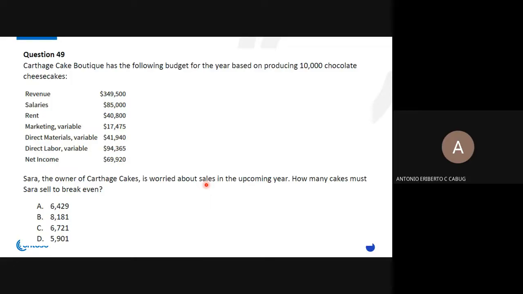Enter your answers now, everyone. So the break even point in sales units is the total fixed cost divided by the UCM. It can be argued that your salaries and rent, they are fixed, while the rest, they are labeled as variable. Safe to assume they are variable.